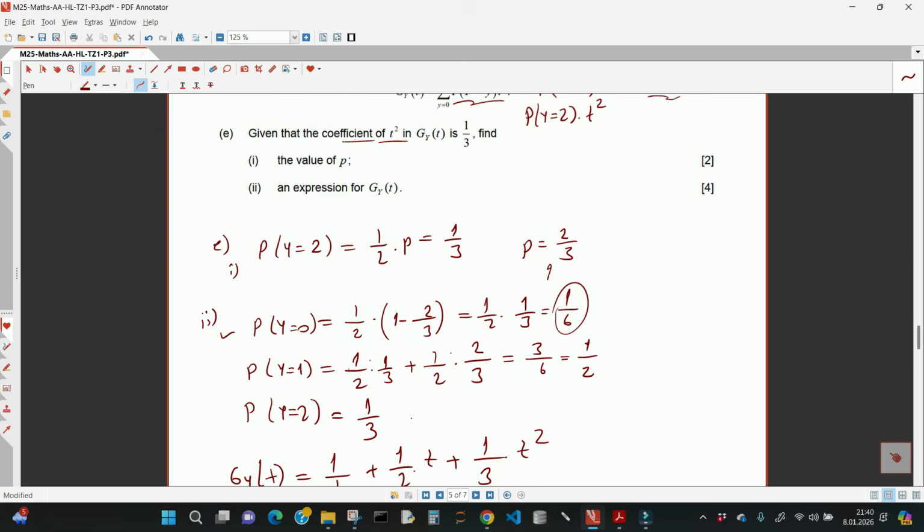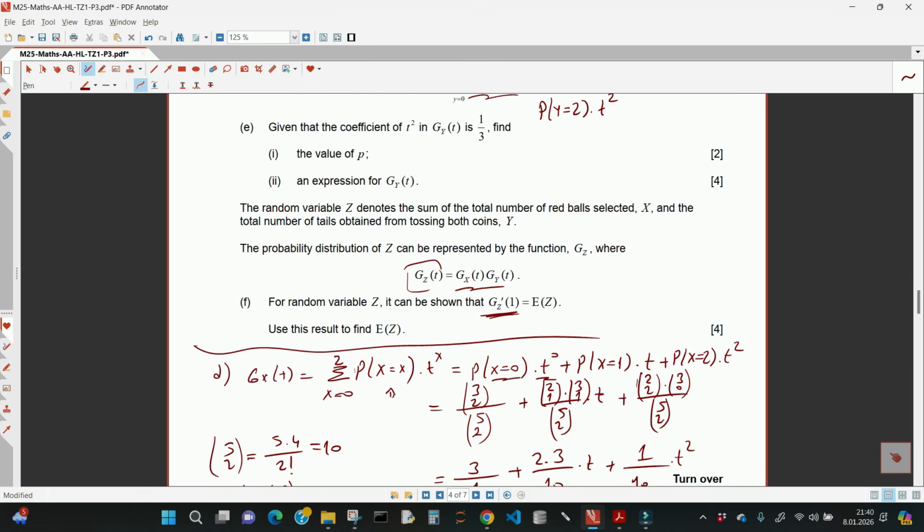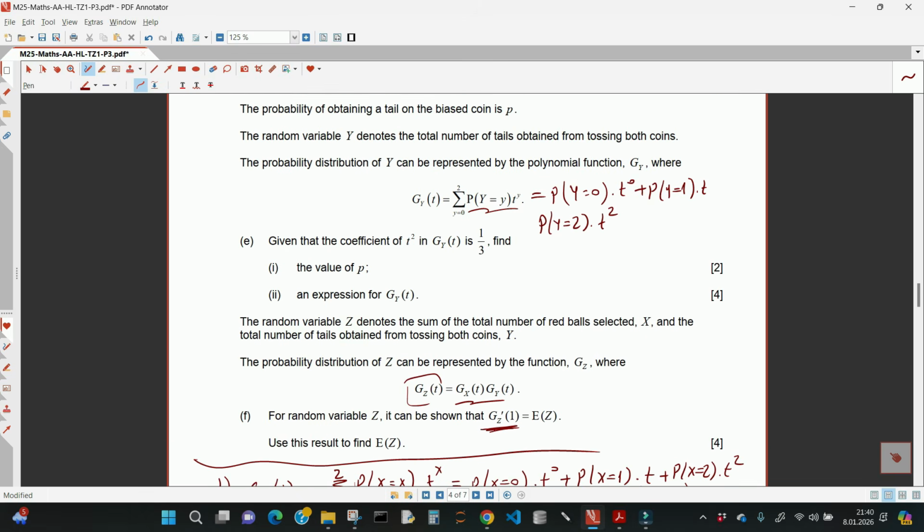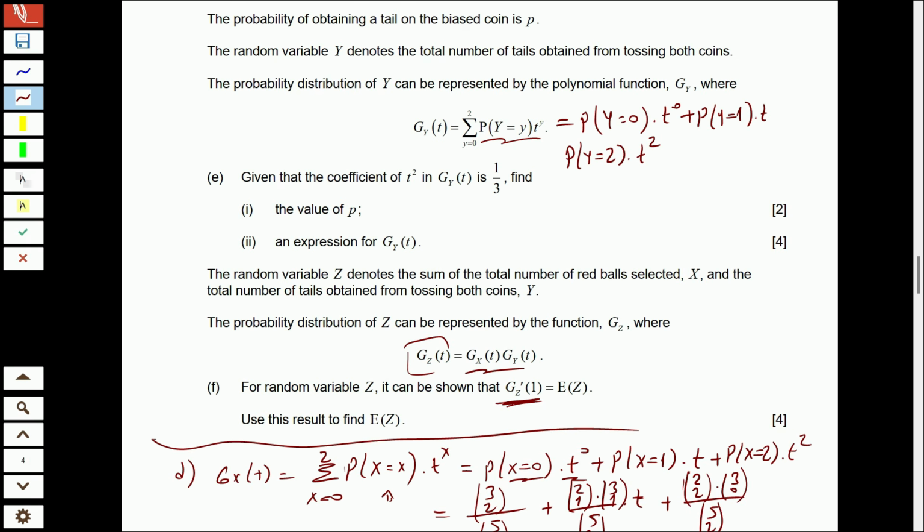Yeah, we found it. At the next question, the random variable z denotes the sum of the total number of red balls selected, x, and the number of tails obtained from tossing both coins, y. The probability distribution of z can be represented by the function g sub z, where it's given like this.